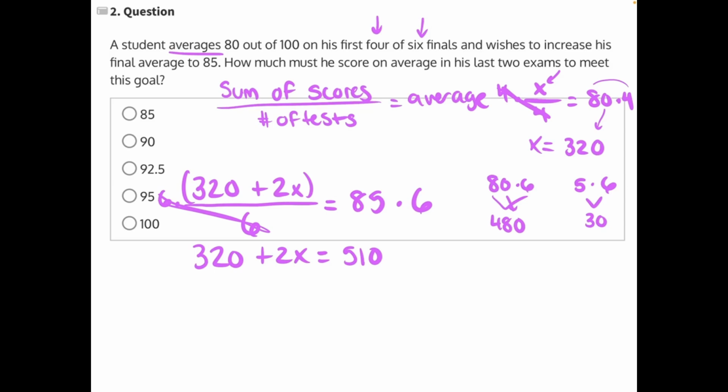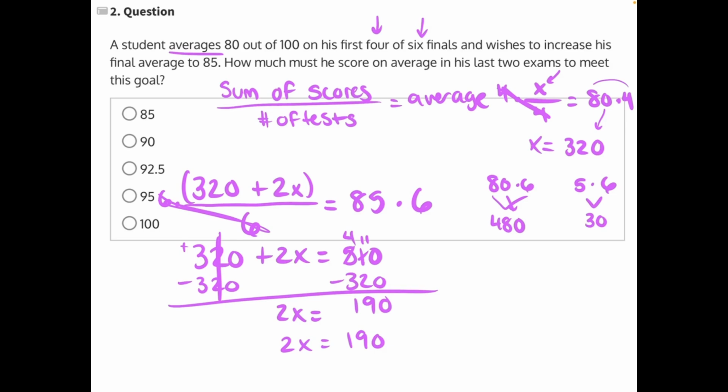Now we can continue with opposite operations. 320 is a positive number, so the opposite would be to subtract it from both sides. These cancel, leaving us with 2x equals, we'll have to borrow, 190. So we have 2x equals 190.